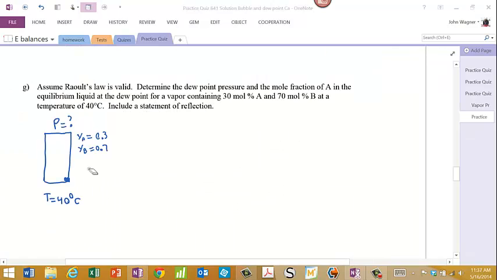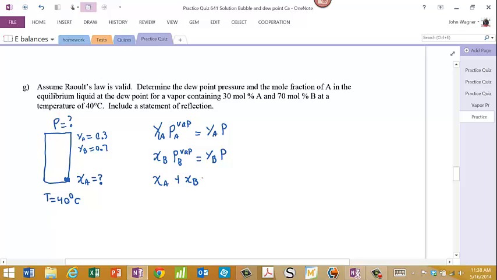We'll have A and B in both the liquid and the vapor phase, so we'll write Raoult's law for both phases. We know the mole fraction in the vapor phase of both A and B. The ones that we don't know are XA and XB. Since we don't know these, the easiest way to solve this system is to write down the statement that the mole fractions in the liquid phase add to 1. This makes our third equation.